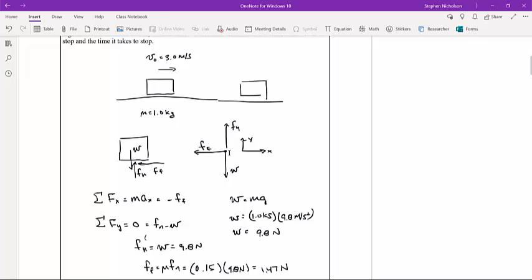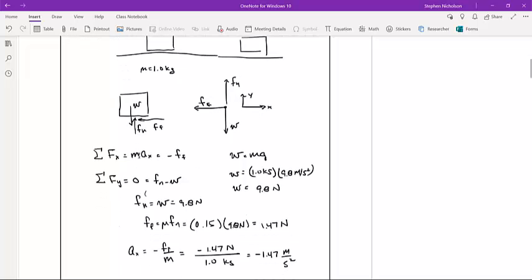So if you put all those forces together in our free body diagram, you've got F sub F going to the left, with positive X going to the right. When you put together Newton's second law, it's negative F sub F because it's in the negative X direction. Now the friction force is equal to the coefficient of friction times the normal force.